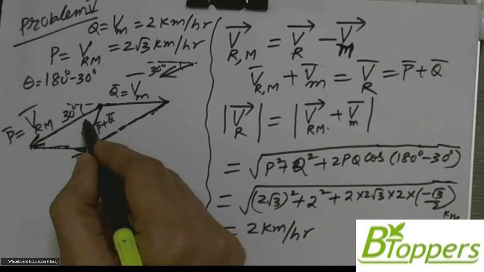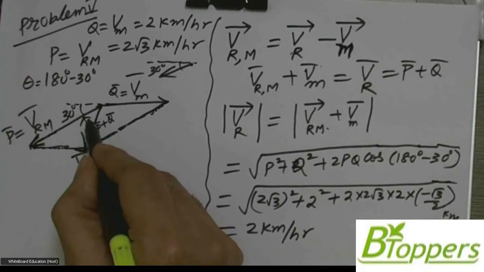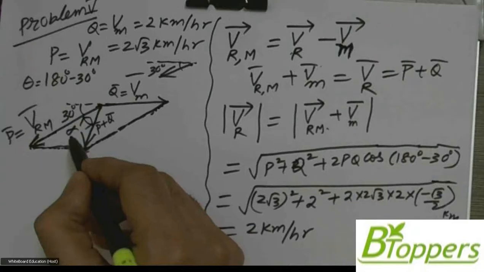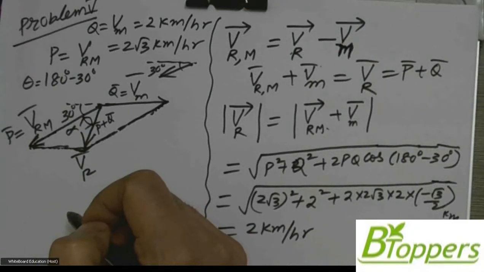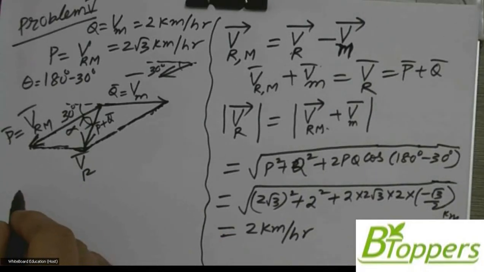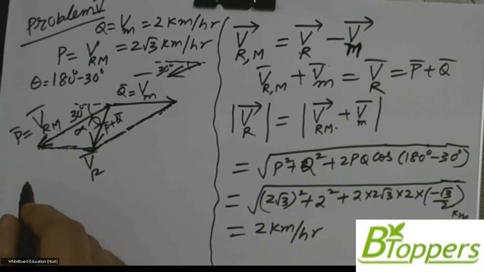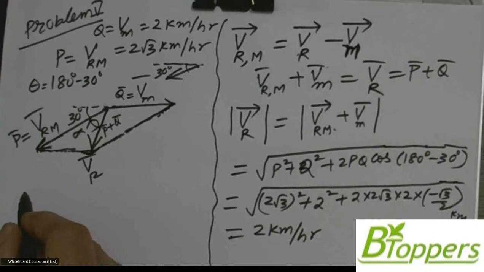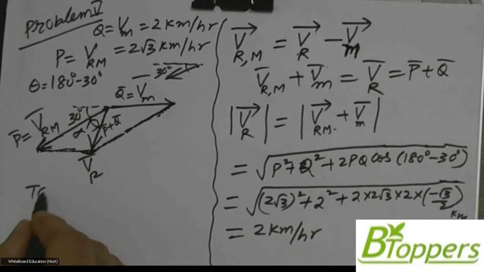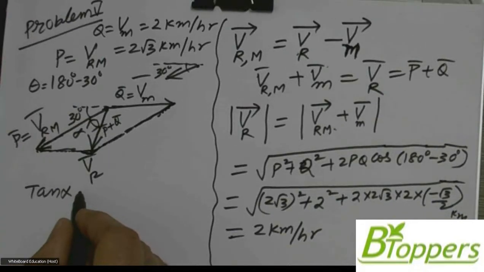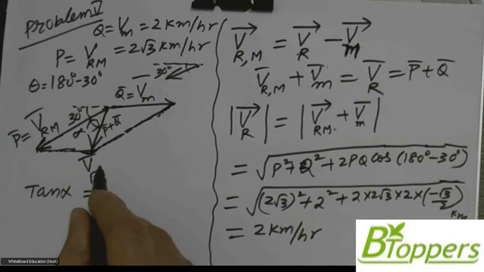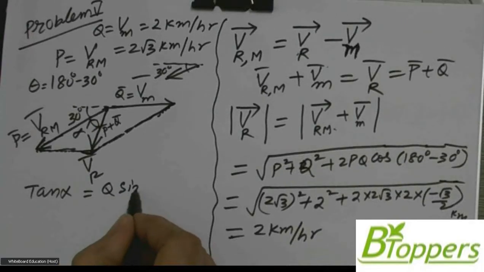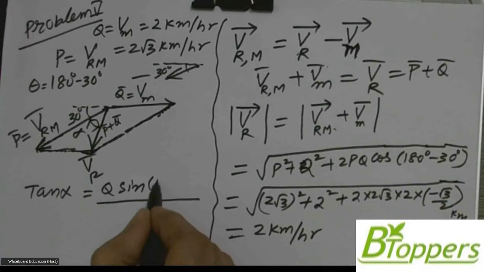So this actual velocity of raindrops makes an angle alpha with p bar. So you can use the equation for the direction of the resultant of two vectors. Alpha is the angle made by the vector sum of p bar and q bar with the first vector p bar. Then tan alpha is equal to q sin theta by p plus q cos theta.